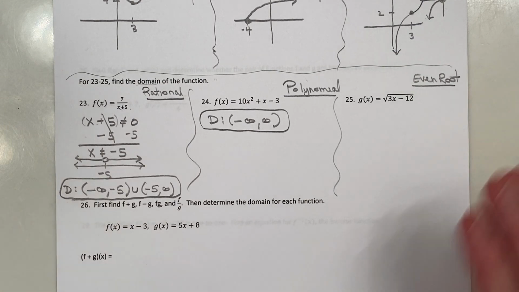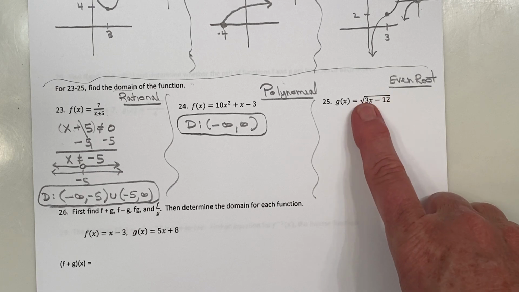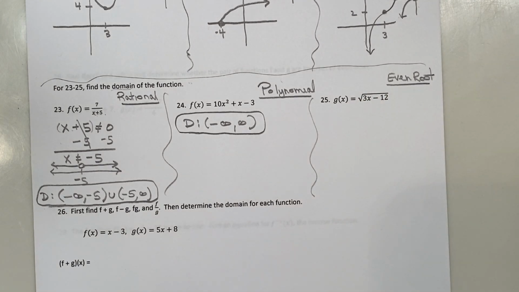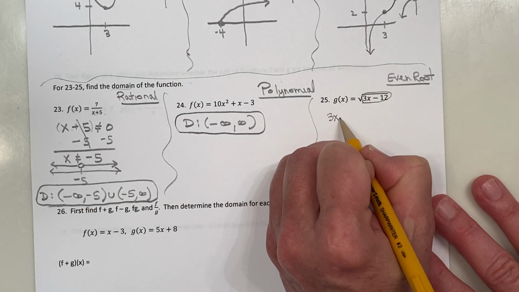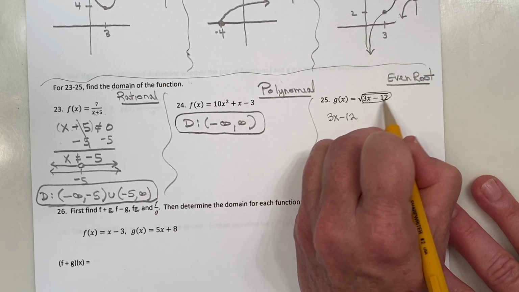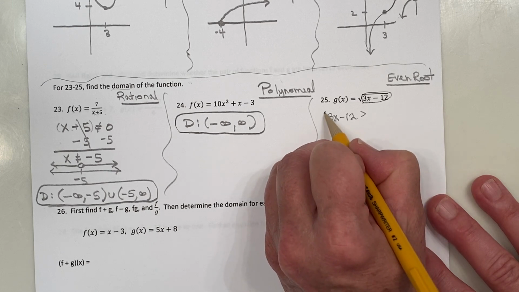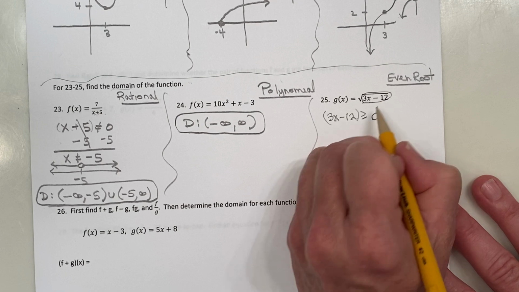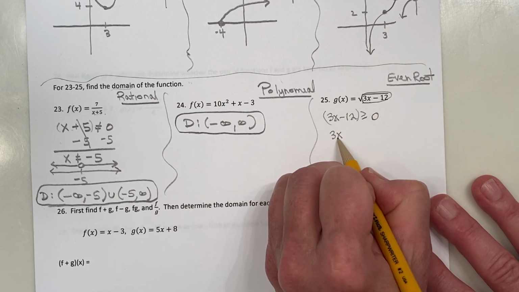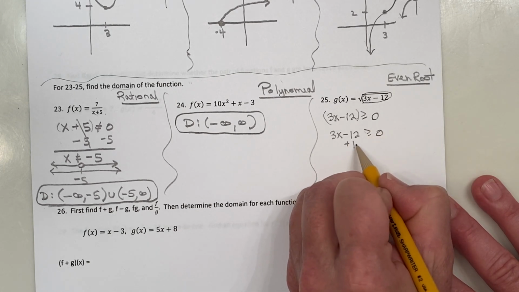Okay, 25. Now, this is not a polynomial. It's not a rational function. It's a square root function. And we never want to find the square root of negative numbers. So the restriction on an even root function is to take this radicand, which is 3x minus 12, and say, I don't want whatever x is right here to be negative. So let's make the expression 3x minus 12 greater than or equal to 0. Again, parentheses aren't necessary, but I just want to show that group there. Let's solve for x now.